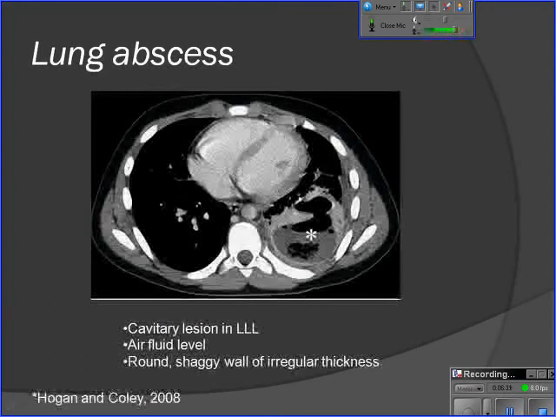This is an example from the literature of a lung abscess. You can see that it's more round in appearance. It has an air fluid level in this case, and then again, the thick, irregular walls.